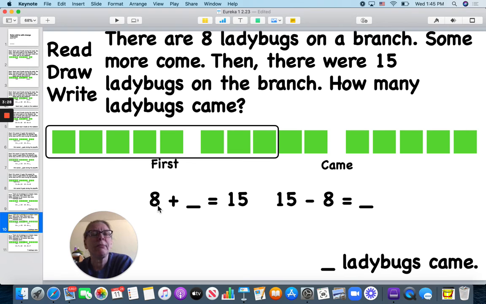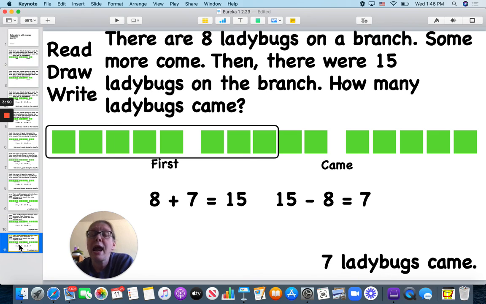So here's my problem. 8 plus some number equals 15. Or if you prefer, 15 minus 8 equals that same number. Blank ladybugs came is my statement. Let's count and find out how many ladybugs came. 5, 6, 7. 8 plus 7 equals 15, or if you prefer, 15 minus 8 equals 7.